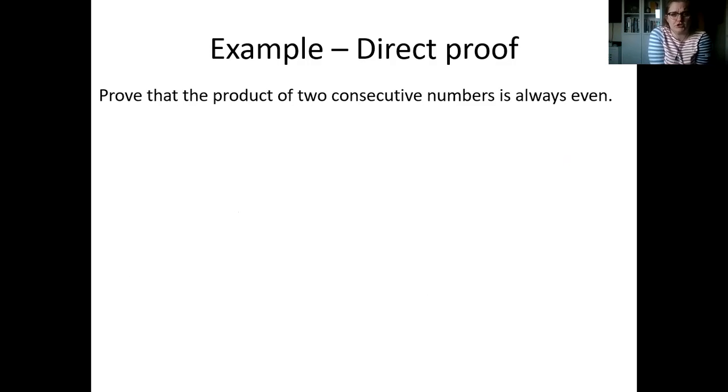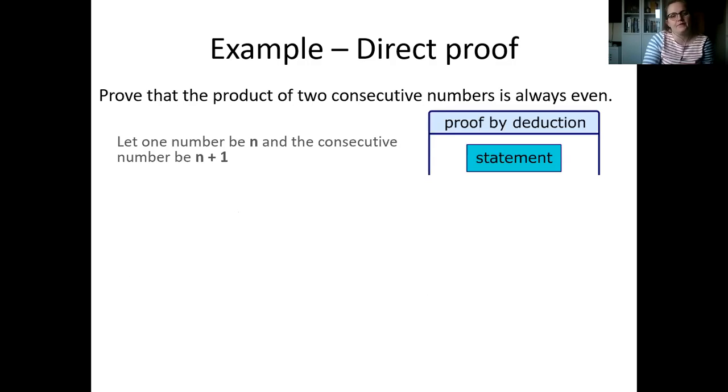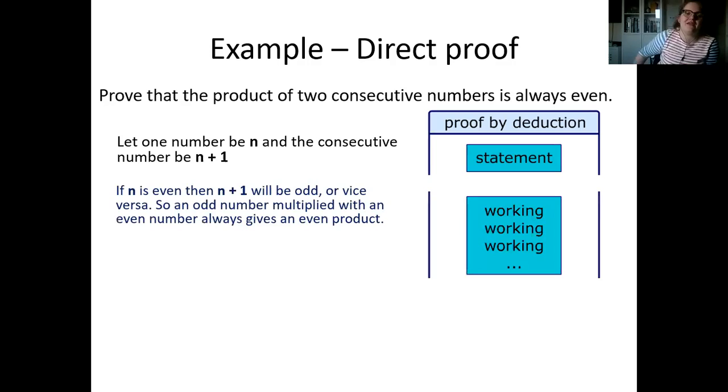Prove that the product of 2 consecutive numbers is always even. Again, we're talking about products, which means we are multiplying 2 consecutive numbers together. So proof by deduction, we're going to put our statement in. We're going to let one number be n, and our consecutive number is going to be n plus 1. If we carried on the sequence, it'd be n plus 1, n plus 2, n plus 3, and so on. But we're just having n and n plus 1 for now. So our workings out: if n is even, then n plus 1 will be odd, or vice versa.